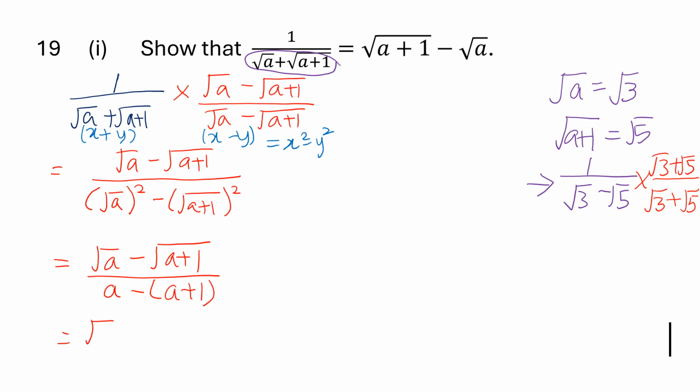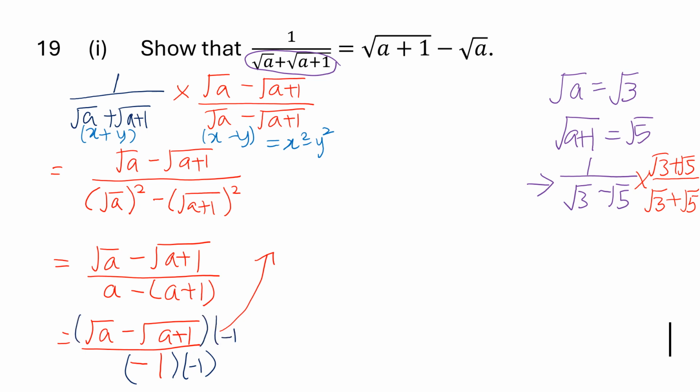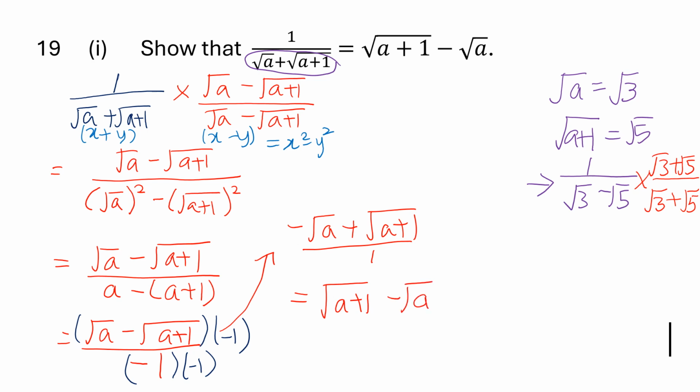Alright, so if you simplify further, it's just a matter of keep simplifying it. You will have a minus 1 that gives you negative 1, right? Then the next step, of course, you will multiply by negative 1 at the numerator, also at the denominator. So you will end up getting negative square root a plus square root a plus 1 over positive 1. And that gives you square root a plus 1 minus square root a, which is what is supposed to be shown.